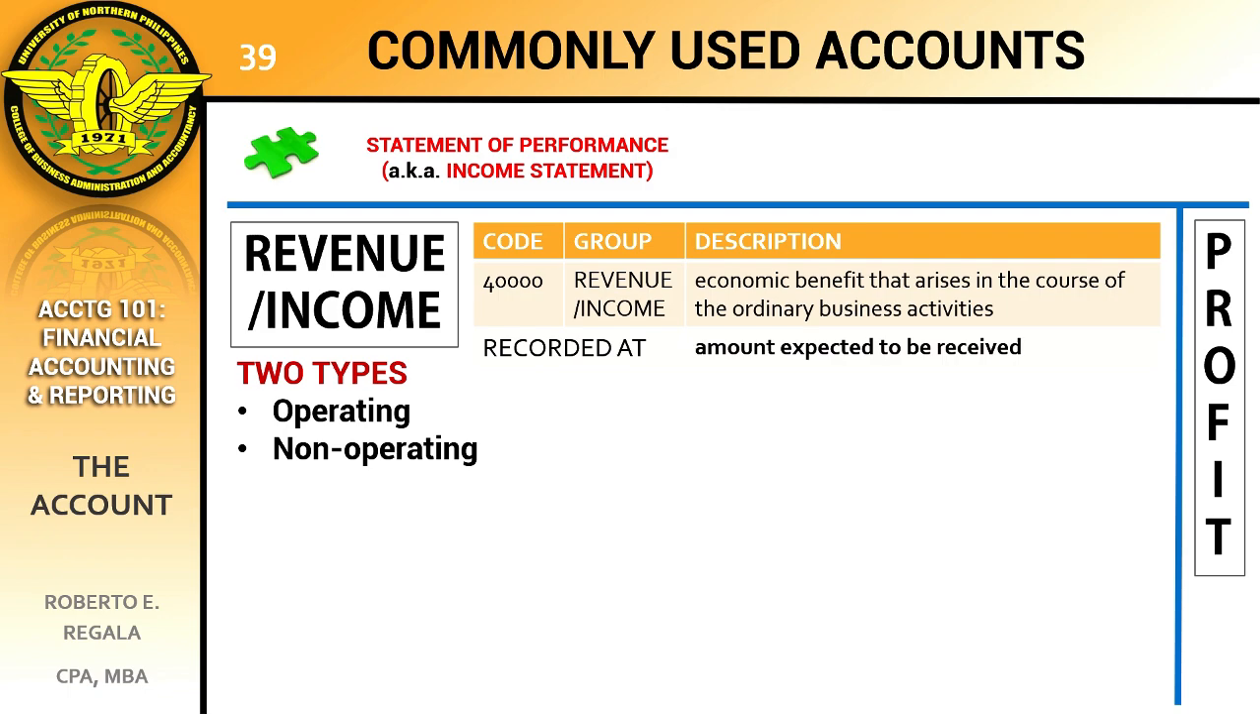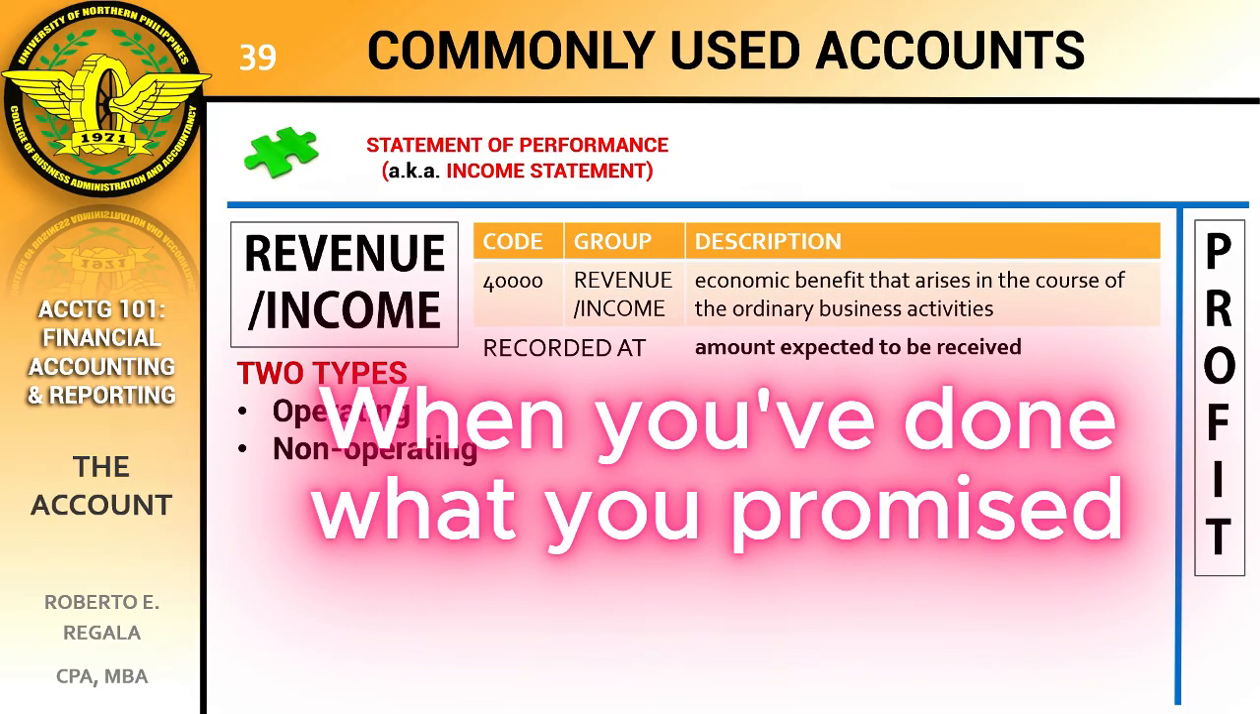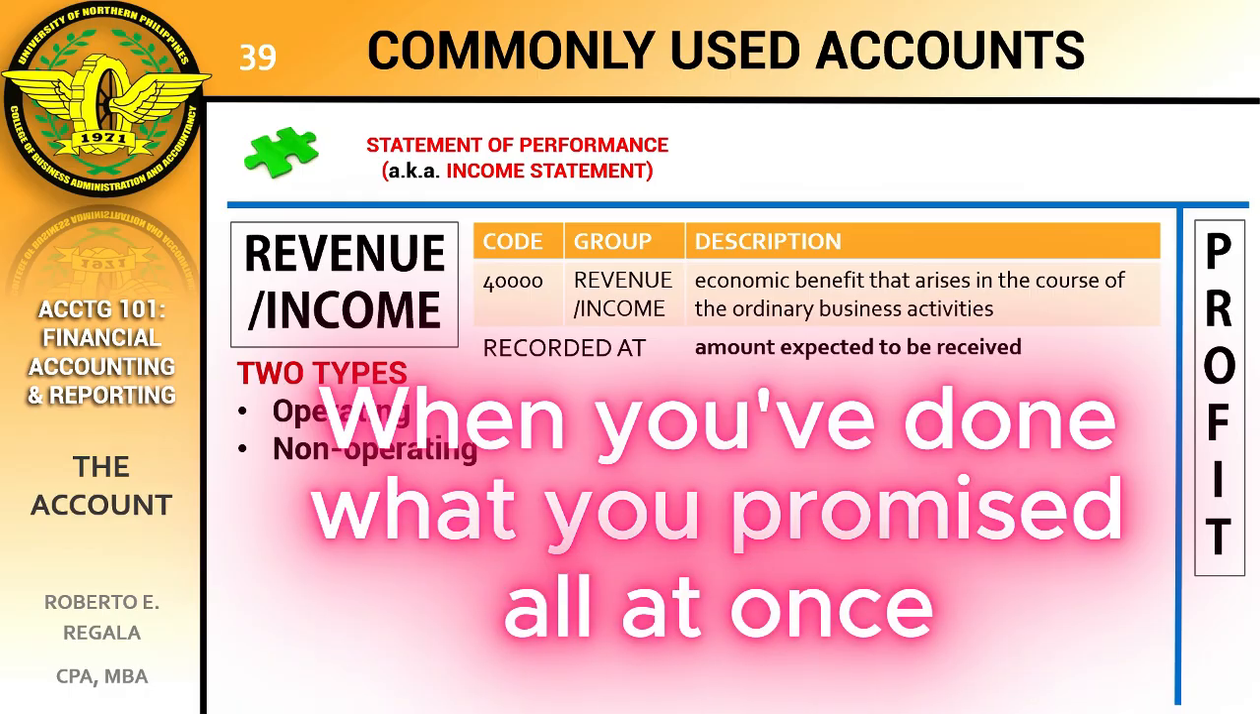If you're selling cupcakes, your revenue is from cupcake sales. If you're a tutoring service, your revenue comes from tutoring. The money is considered revenue when you've done what you promised your customer, meaning you've given them the goods or services. This could be all at once, like when you deliver a package, or over time, like with a construction project that takes a while.